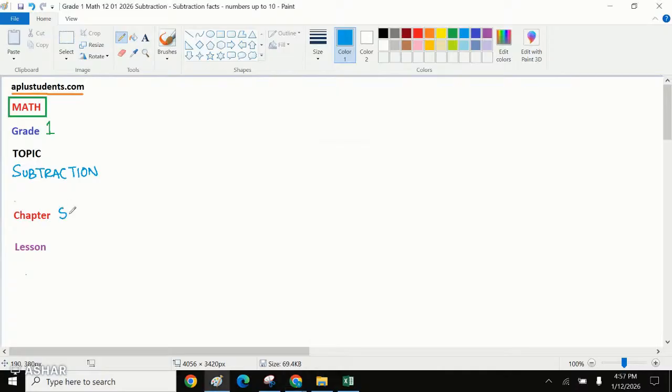This is chapter number 5 and we are doing lesson number 1, and the name of the lesson is subtraction facts. We will look at the facts, how subtraction can be done, and the subtopic is subtraction for the numbers up to 10. Okay, so let's start off with the topic.